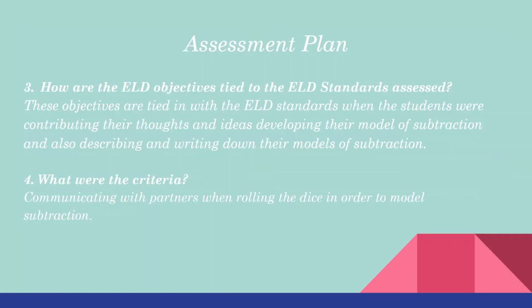And then the second one is how are the ELD objectives tied into the ELD standards assessed? These objectives are tied in with the ELD standards when the students are contributing their thoughts and ideas, developing their model of subtraction, and also describing and writing down their models of subtraction. And then what's the criteria of this? It's communicating with your partners when rolling the dice in order to model their subtraction.